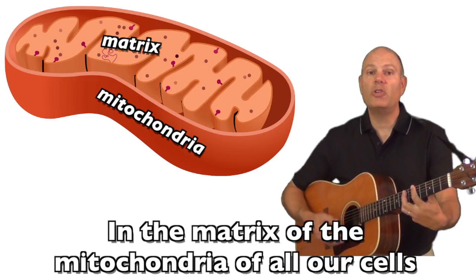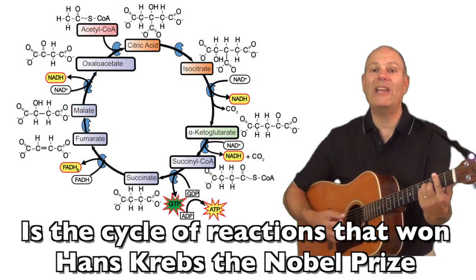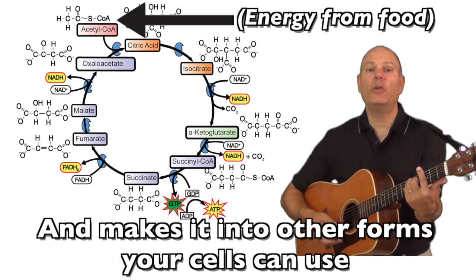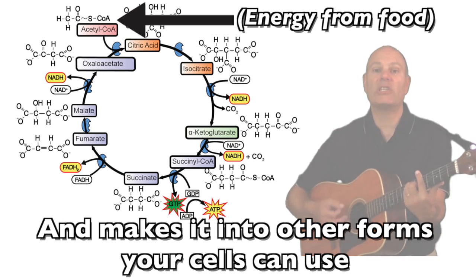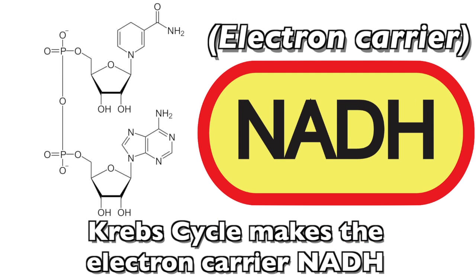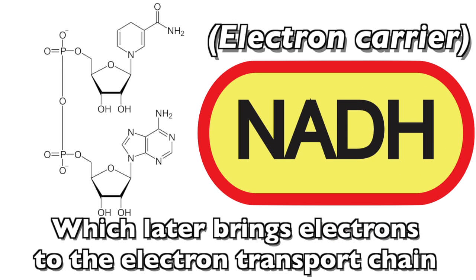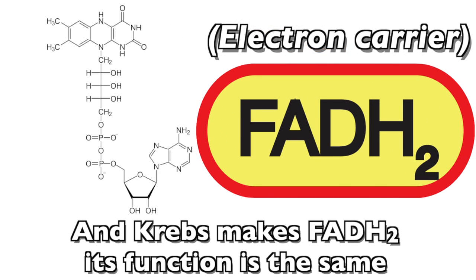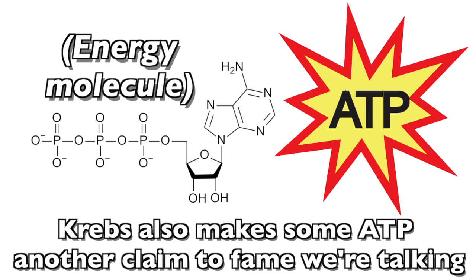The matrix of the mitochondria of all our cells is where the cycle of reactions that won Hans Krebs a Nobel Prize takes place. The cycle takes the energy in food and makes it into other forms your cells can use. Krebs cycle makes electron carrier NADH, which later brings electrons to the electron transport chain. And Krebs makes FADH2, its function is the same. Krebs also makes some ATP, another claim to fame.